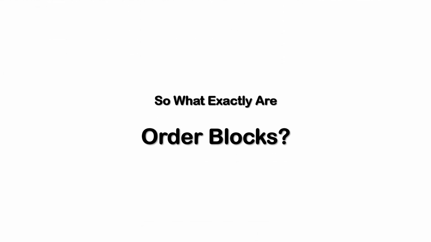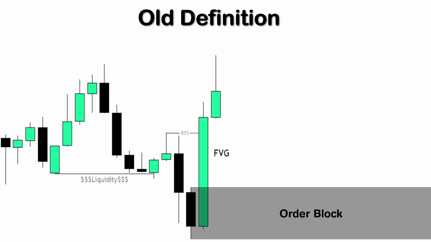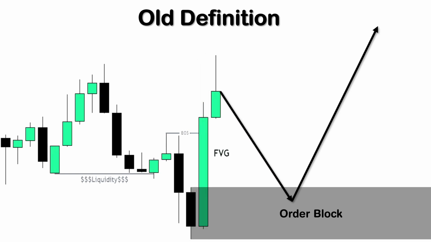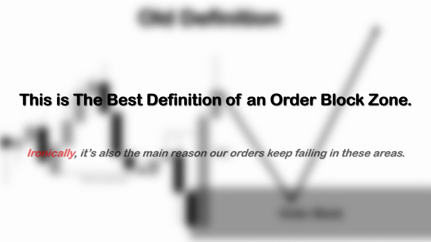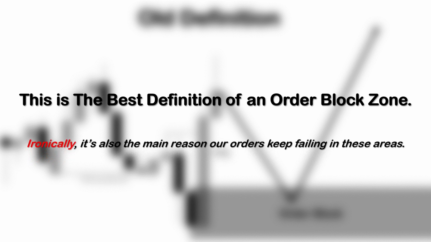So what exactly are order blocks? Here's the old definition. Order blocks are specific price areas where large buy or sell orders have previously been placed. The market has already tested and rejected these levels before, meaning they hold price significance. When the price revisits these levels, it often reacts again, creating potential trading opportunities. This is the best definition of an order block zone. But ironically, it's also the main reason our orders keep failing in these areas.